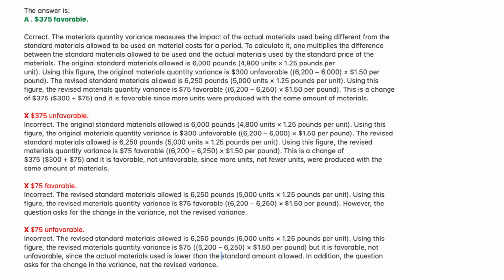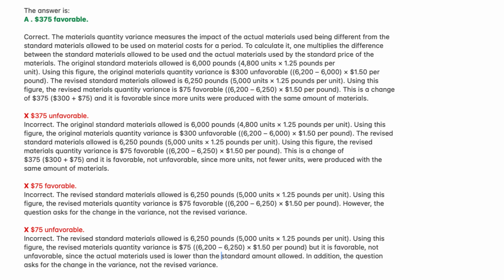The original standard materials allowed is 6,000 pounds, 4,800 units times 1.25 pounds per unit. Using this figure, the original materials quantity variance is $300 unfavorable, 6,200 to 6,000 times $1.50 per pound. The revised standard materials allowed is 6,250 pounds, 5,000 units times 1.25 pounds per unit. Using this figure, the revised materials quantity variance is $75 favorable, 6,200 to 6,250 times $1.50 per pound.